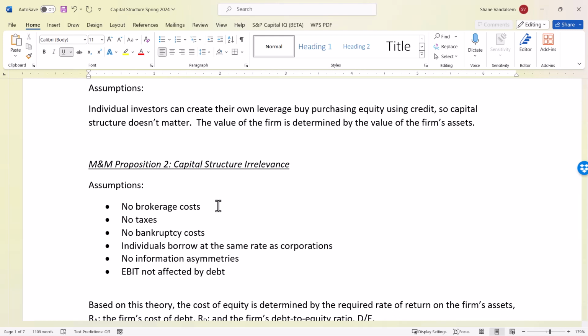So let's talk a little bit about these assumptions. No brokerage cost. That certainly wasn't true back then. Back when Modigliani and Miller were making up these propositions, brokerage costs were actually pretty high.